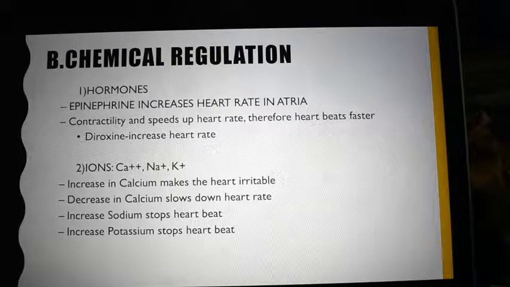Chemical regulation includes hormones. So like we mentioned earlier, epinephrine increases the heart rate in the atria. Contractility speeds up the heart rate. Therefore, the heart beats faster. So this is what epinephrine does to the atria. And then thyroxine increases the heart rate.